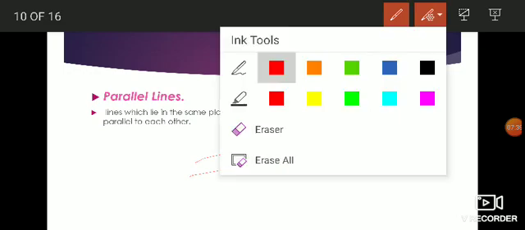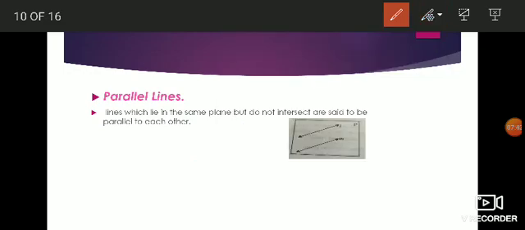Some examples are also there. If we look at the blackboard, its sides, if we extend them, do they intersect? No. The same with a table's sides. And our textbook or notebook, if we extend its edges, then also it will not intersect each other.